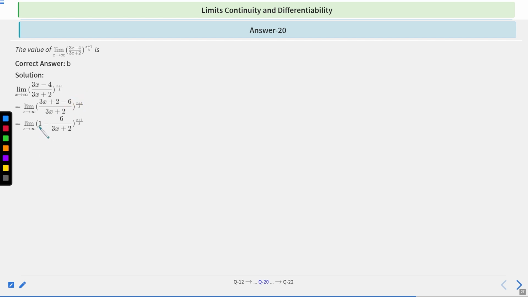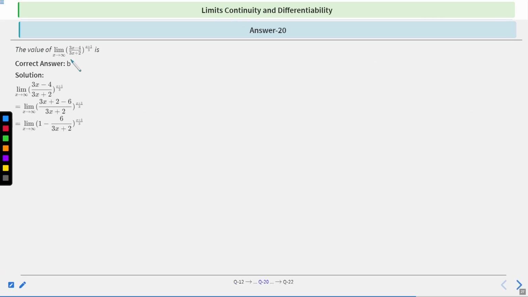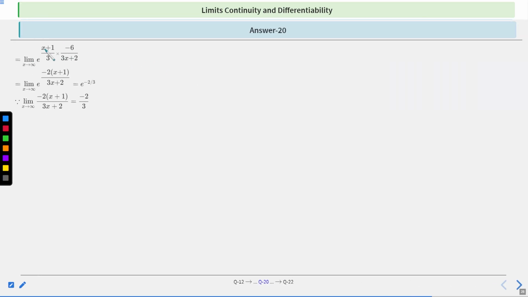Now see, it can be written as limit x tending to infinity of (1 minus 6 upon 3x plus 2) to the power x plus 1 by 3, right? So it is equal to limit x tending to infinity of e to the power (x plus 1 by 3) into (minus 6 upon 3x plus 2), right? Clear? Because minus 6 upon 3x plus 2 minus 1, right? So it is equal to e to the power minus 2 into (x plus 1) upon (3x plus 2). It is equal to e to the power minus 2 by 3.